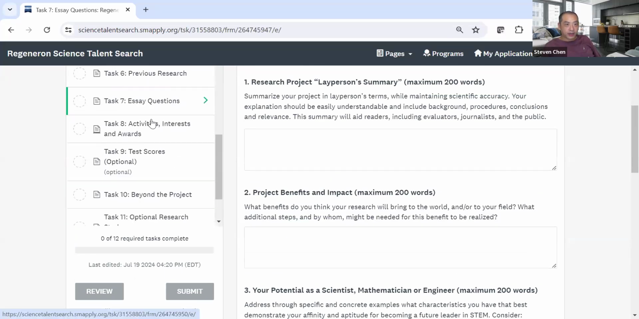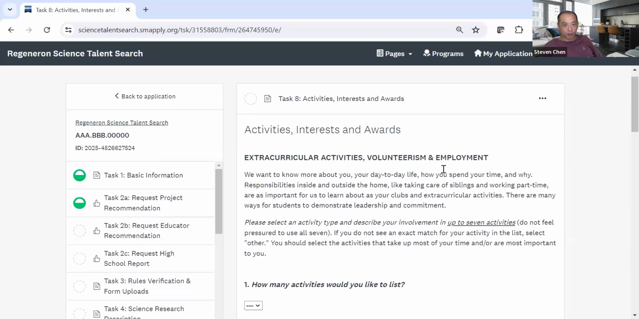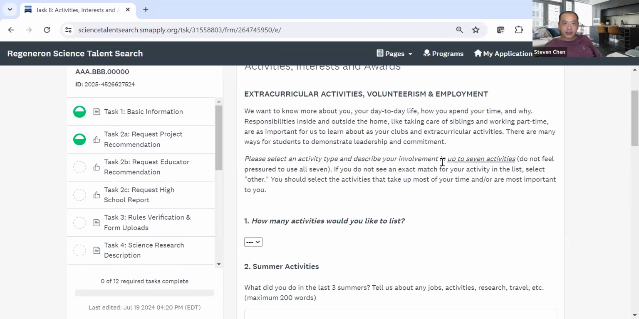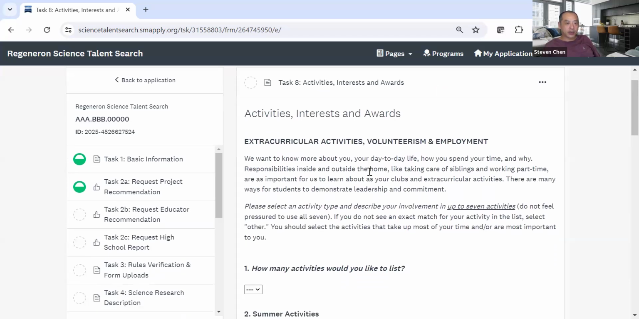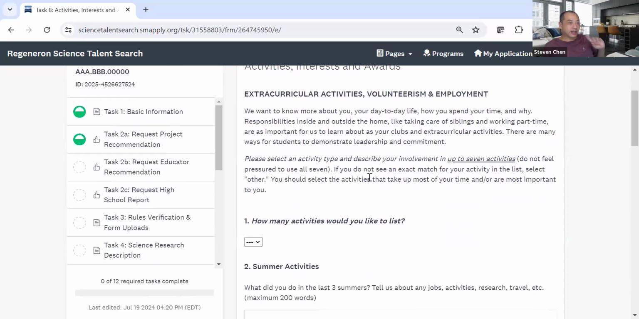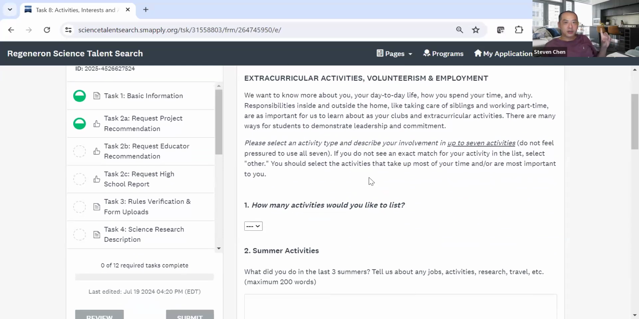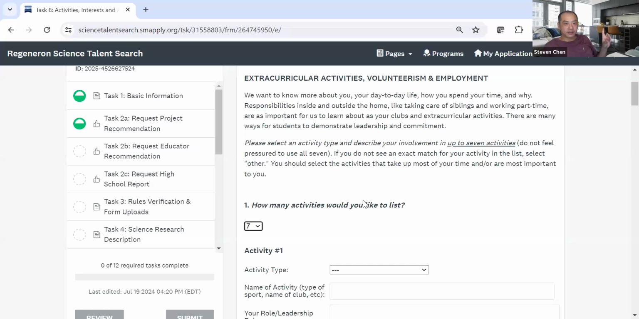Okay. And task 8 is about the activity list, interests, awards, right? From this section, please note that unlike the previous sections, in particular those related to research, that should be purely research or purely STEM, here that is not the case. So for your activity list, you see you can list up to 7, right?